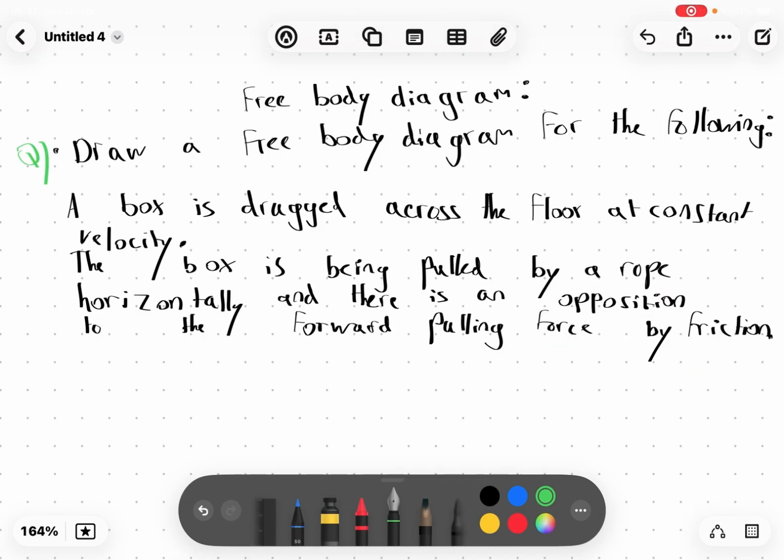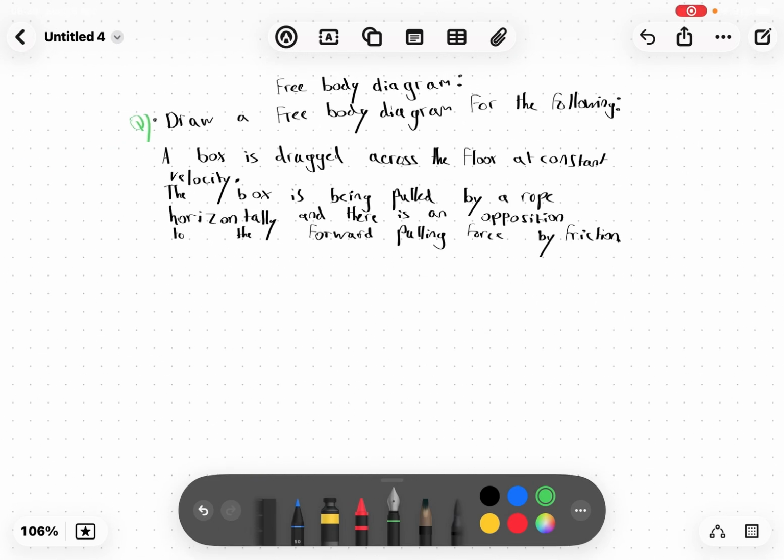So over here we have an example question. Draw a free body diagram for the following situation. A box is dragged across the floor at a constant velocity. The box is being pulled by a rope horizontally, and there is an opposition to the forward pulling force by friction. So, first of all, let's draw what's happening, but not in a free body diagram way. So, we have the floor, right? A box.